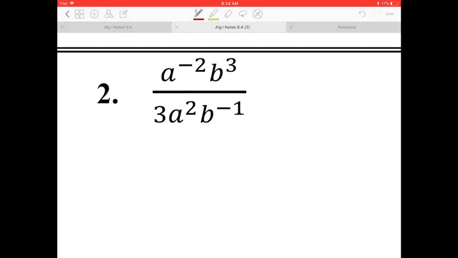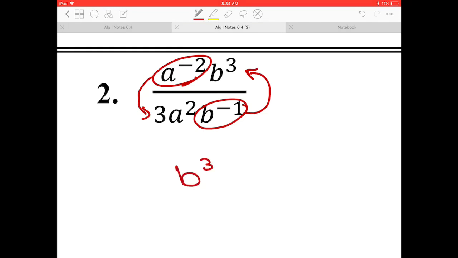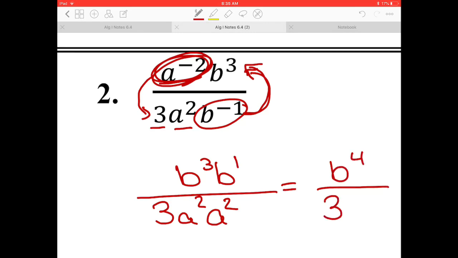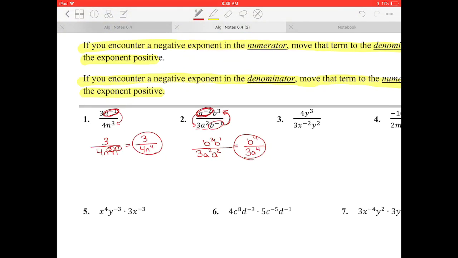Easy enough. Number 2, I have 2 things that need to move. Here, cross the line, flip the sign, and here, cross the line, flip the sign. Okay? So what I have on the top is the b cubed, and then the b to the negative first power that I'm moving up becomes b to the positive first power. On the bottom, there's a 3 and a squared, and now another a squared, because this negative one is going to cross the line and flip the sign. Okay? So if I simplify everything, this is b to the 4th power, and then on the bottom, 3a to the 4th power. Done. Okay, that's the basic gist of this.